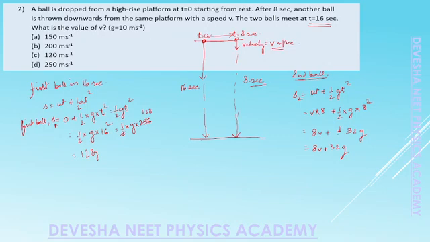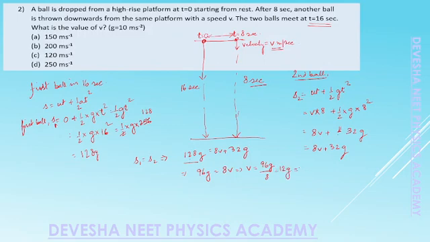So it means since both of them travel the same distance, S1 is equal to S2, right? So 128 g, which is S1, is equal to 8v plus 32 g. So 128 minus 32 is 96. So 96 g is equal to 8v. Okay, it means v is equal to 96 g divided by 8, which is 12 g.